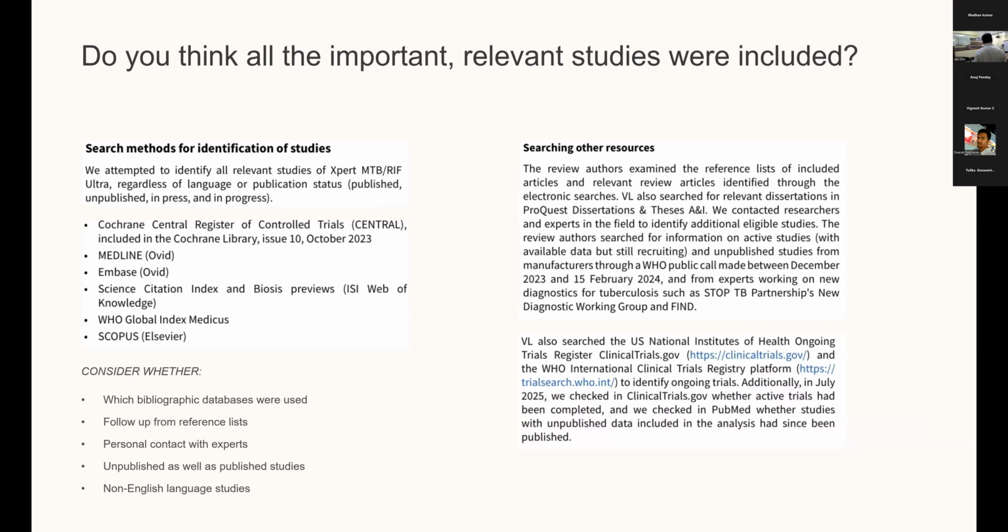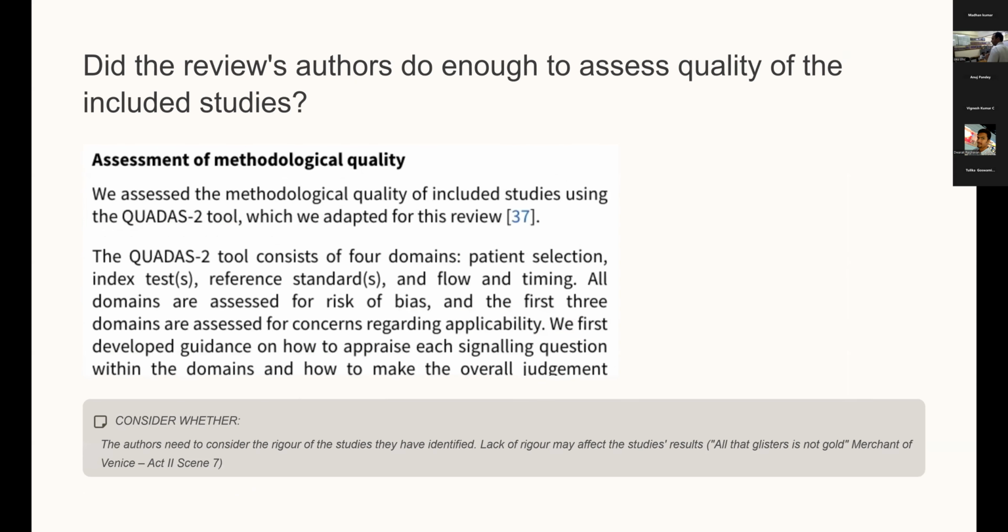Did they include all relevant studies? So they looked at all these bibliographic databases, Ovid, and they looked at Cochrane, they looked at Scopus and all that. Did they follow up references? They actually looked at the reference list of all these studies. They personally contacted experts. They looked at unpublished articles, including theses, such as ProQuest dissertations and all that. And they also did not limit the search terms only to English language studies. So they did a reasonably good search of all the available literature for the topic of interest.